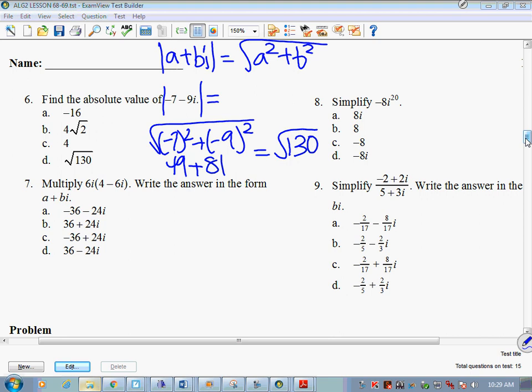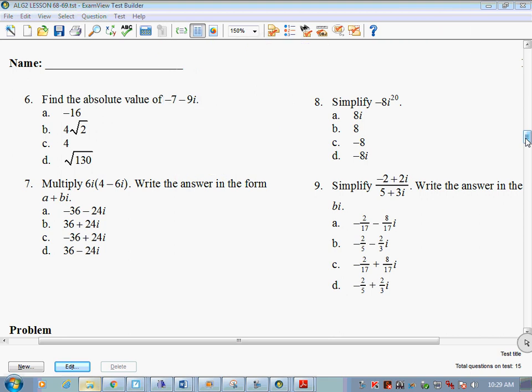Unfortunately, I can't go through all the reasons why. But basically, if we try to bring 130 down, you could divide it by 10 and get 13. 13 doesn't reduce, and 10 comes down to 2 and 5. So I don't have 2 of anything that comes out of 130. So it's just square root of 130.